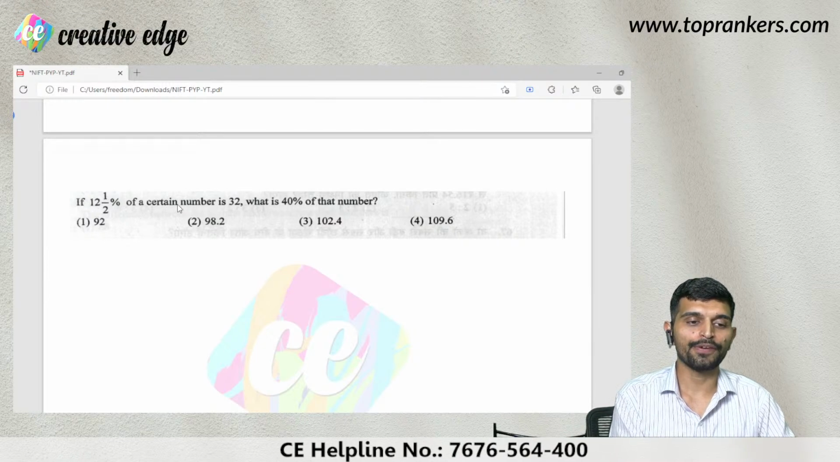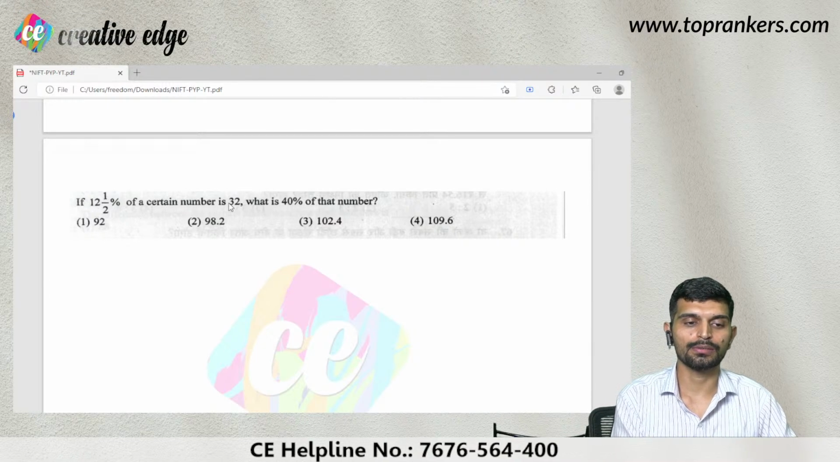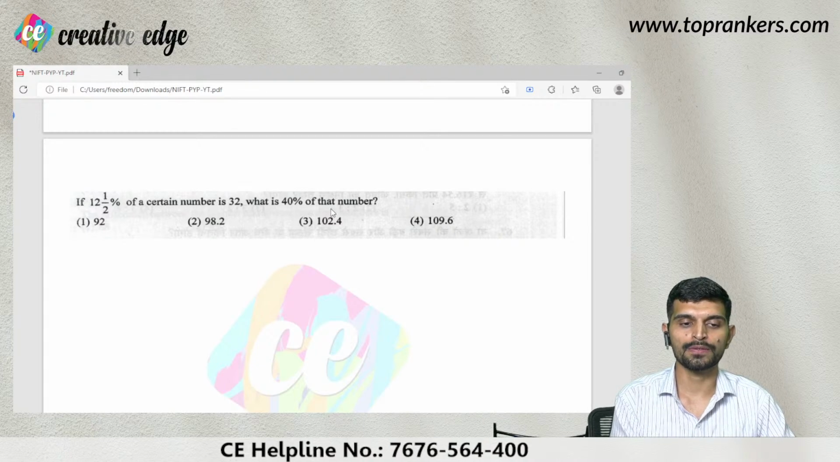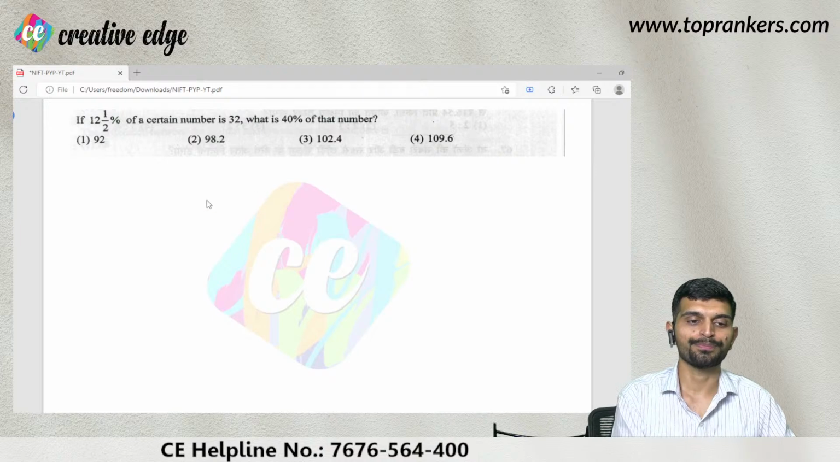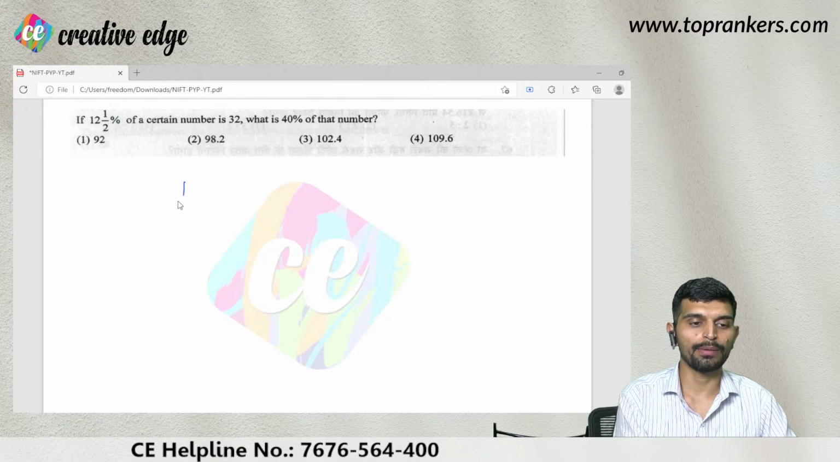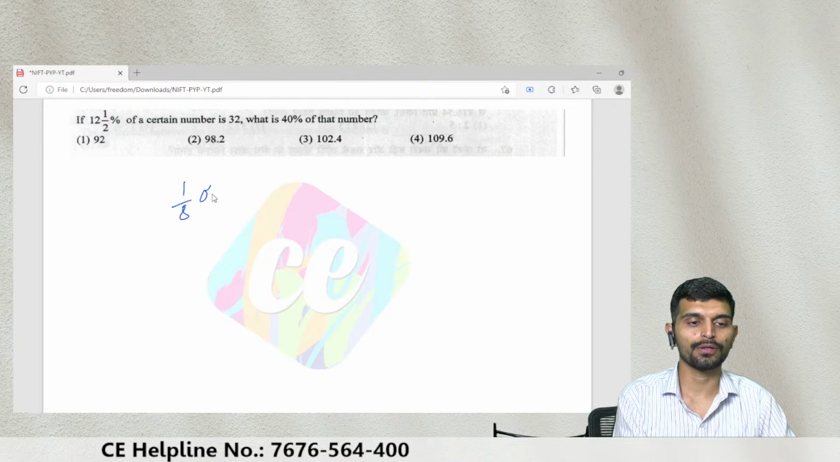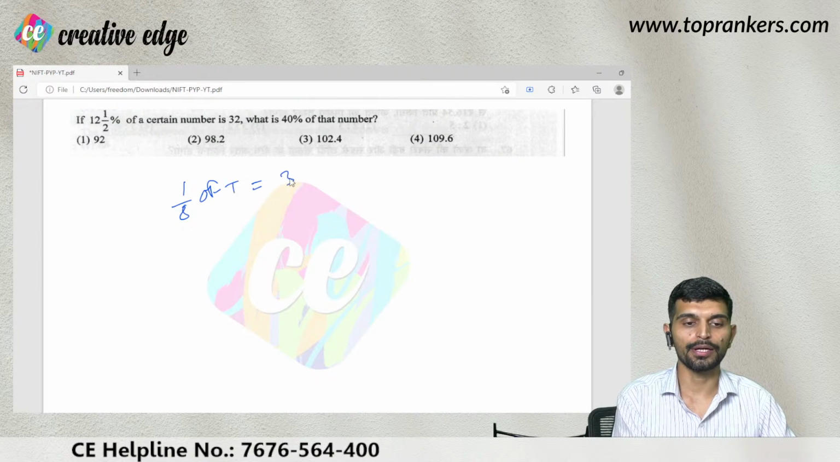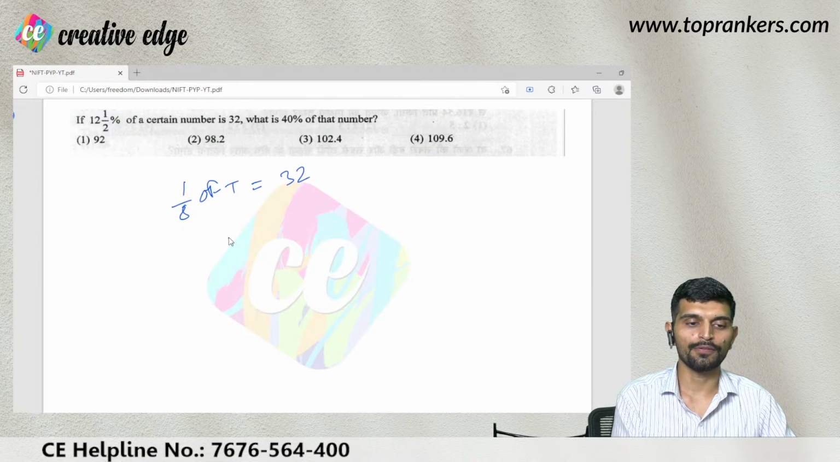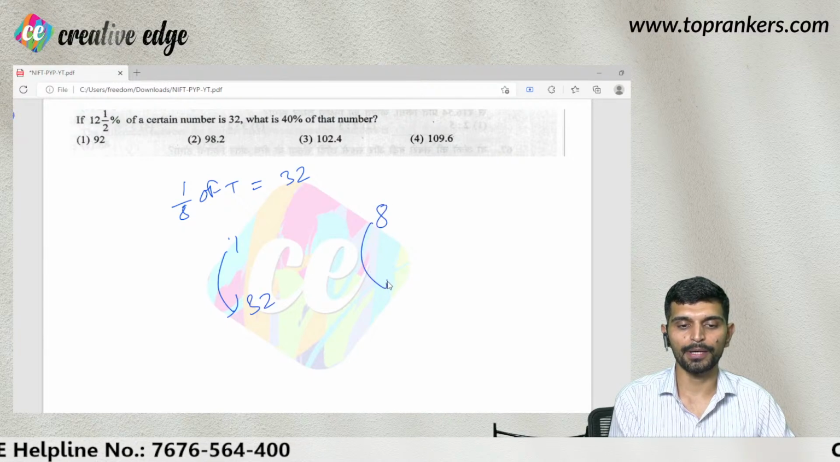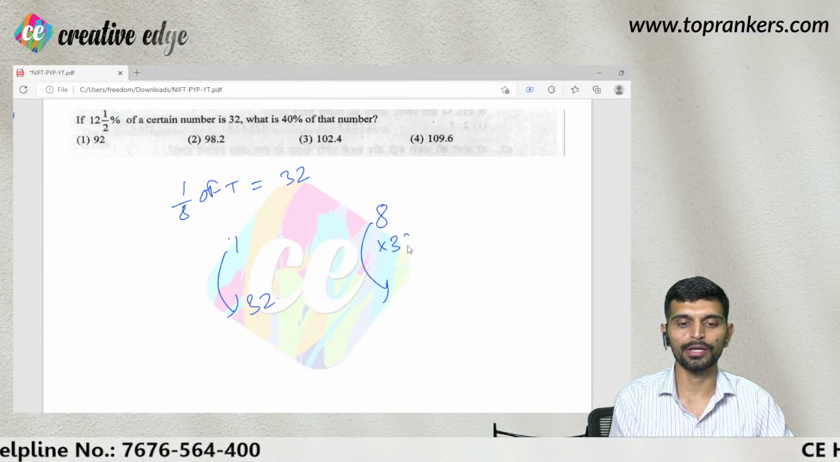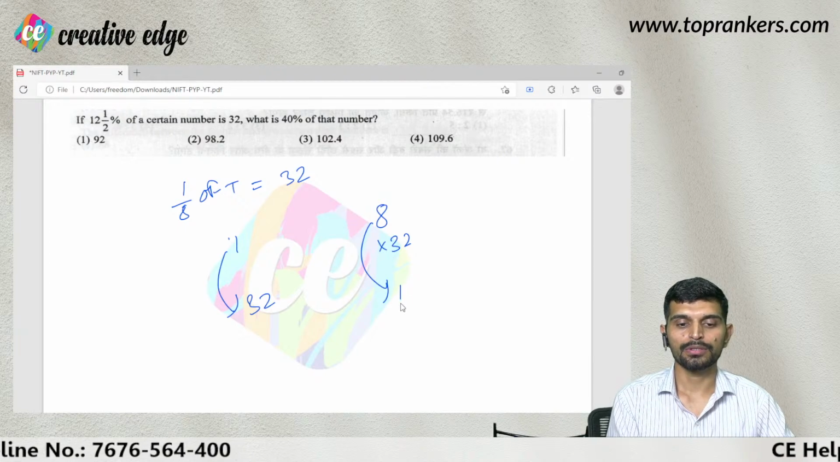So 12.5% of a certain number is 32. What is 40% of that number? So if you go by fraction approach, 12.5% is 1 by 8. 1 by 8 of total is 32. So 1 part is equal to 32. So total is 8 parts. So 8 parts will be 8 into 32, right? So that will be the answer.